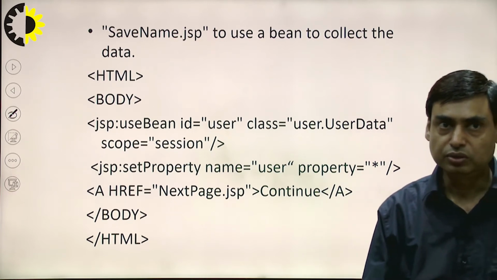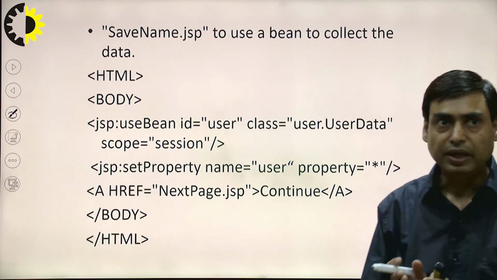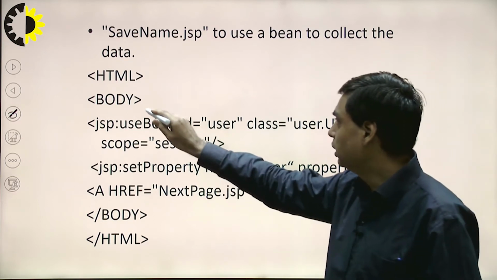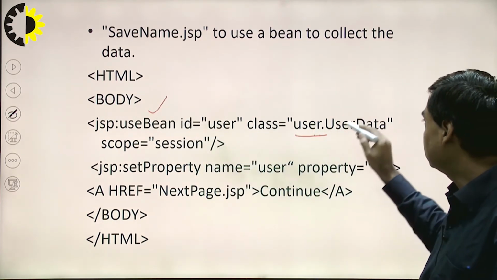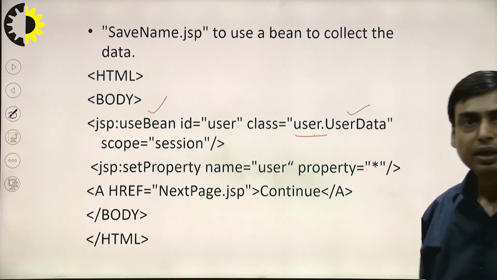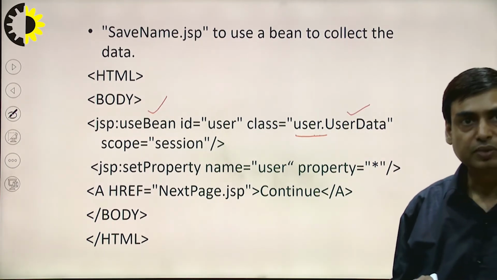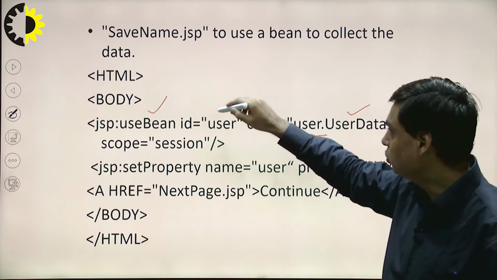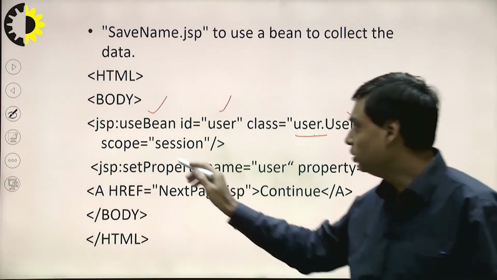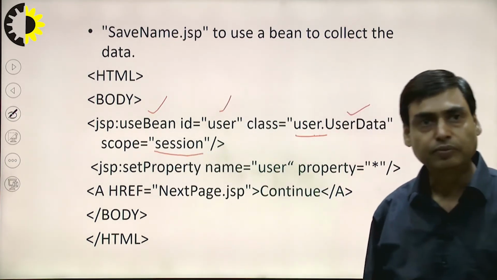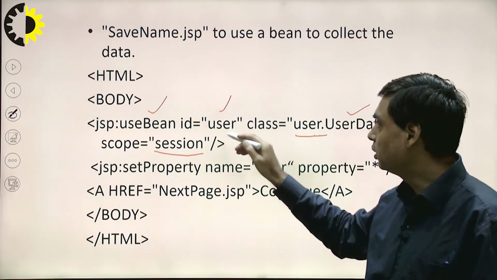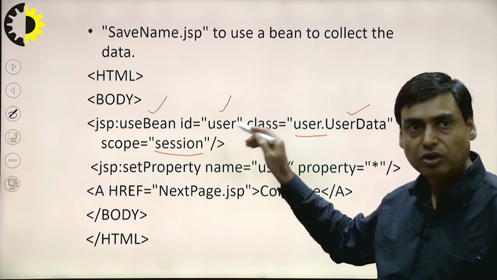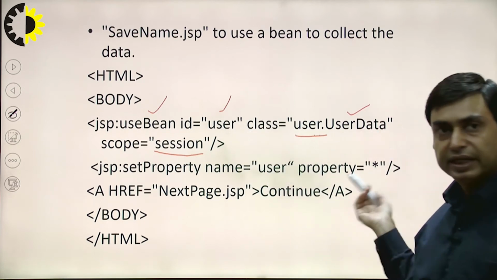So we will use the JSP action useBean. In the useBean, we are using the class user, which is the name of the package, and user data is the name of the bean. Then we are creating an instance of this bean. The instance of this bean is user. Now we are making the scope a session. This is important. When the scope equals session, then only this user instance, the user object which is already created, will be available to the next page.